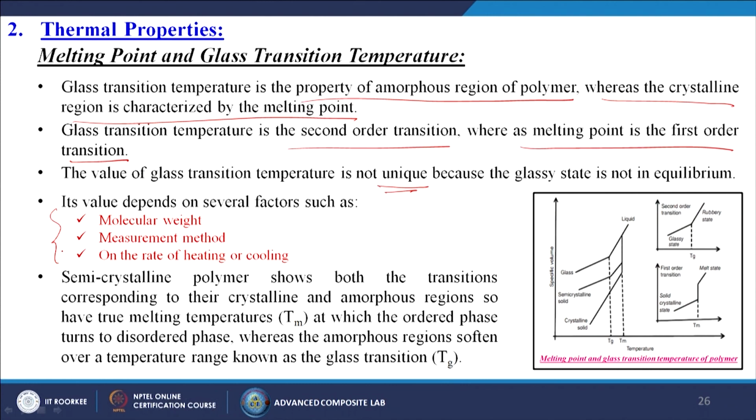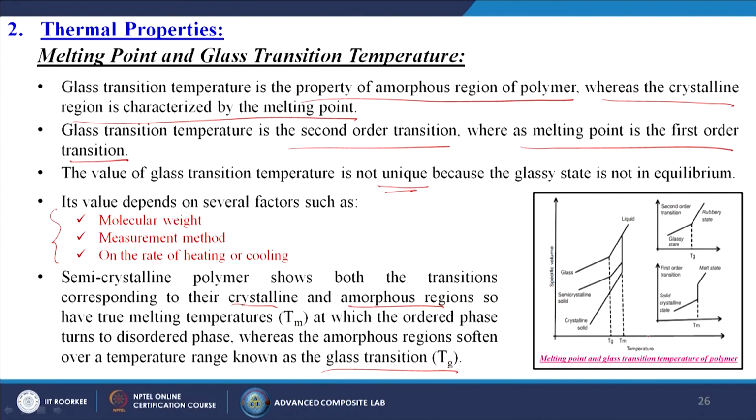Now, we are going to give some examples of semi-crystalline polymers, which show both transitions corresponding to their crystalline and amorphous regions. They have true melting temperatures at which the ordered phase turns to a disordered phase, whereas the amorphous region softens over a temperature range known as the glass transition temperature.